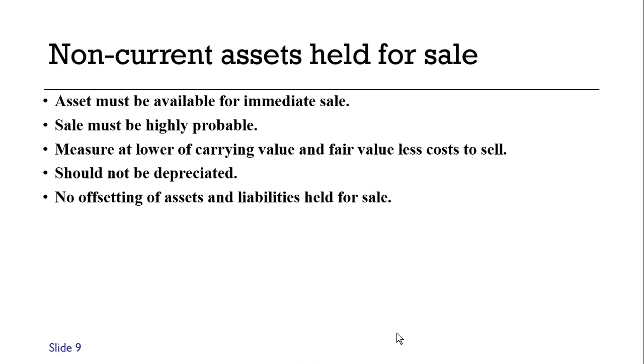We should measure the asset at the lower of the carrying value and the fair value less cost to sell. And we should not depreciate the asset. Remember that we don't depreciate current assets. And then there'll be no offsetting of assets and liabilities held for sale. So I'd like for you to see that.